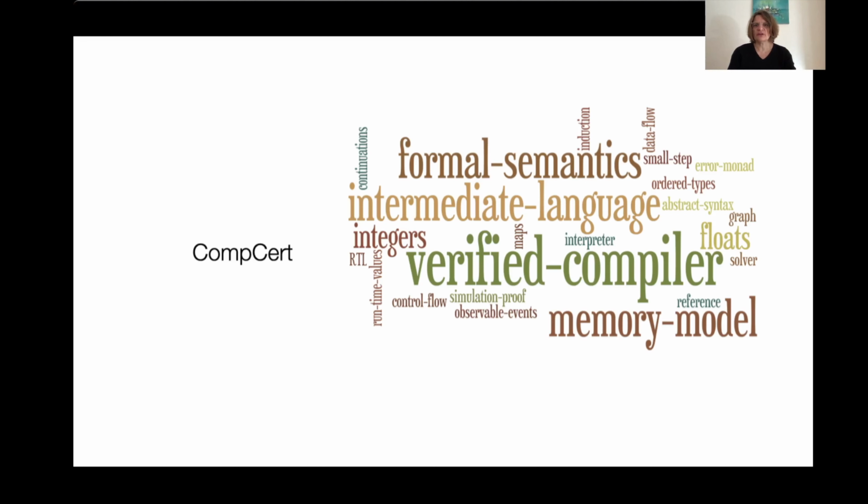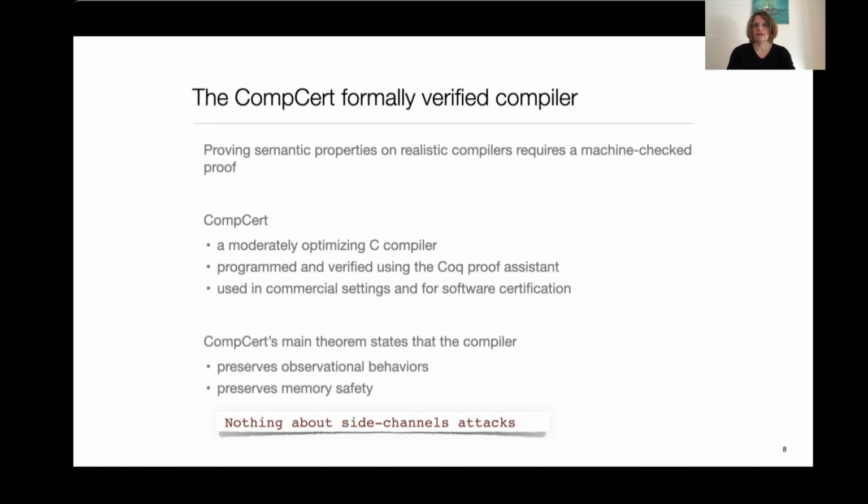So in the second part of my talk, I will introduce the CompCert compiler that we reused. Then I will explain how we turned it into a secure compiler. If you want to prove something about a realistic compiler, then you probably want a machine-checked proof. This is a field of formally verified compilation where there is a milestone named CompCert. CompCert is a moderately optimizing compiler for C that is specified, programmed, and verified using the Coq proof assistant. It is now used in commercial settings and for software certification by safety authorities.